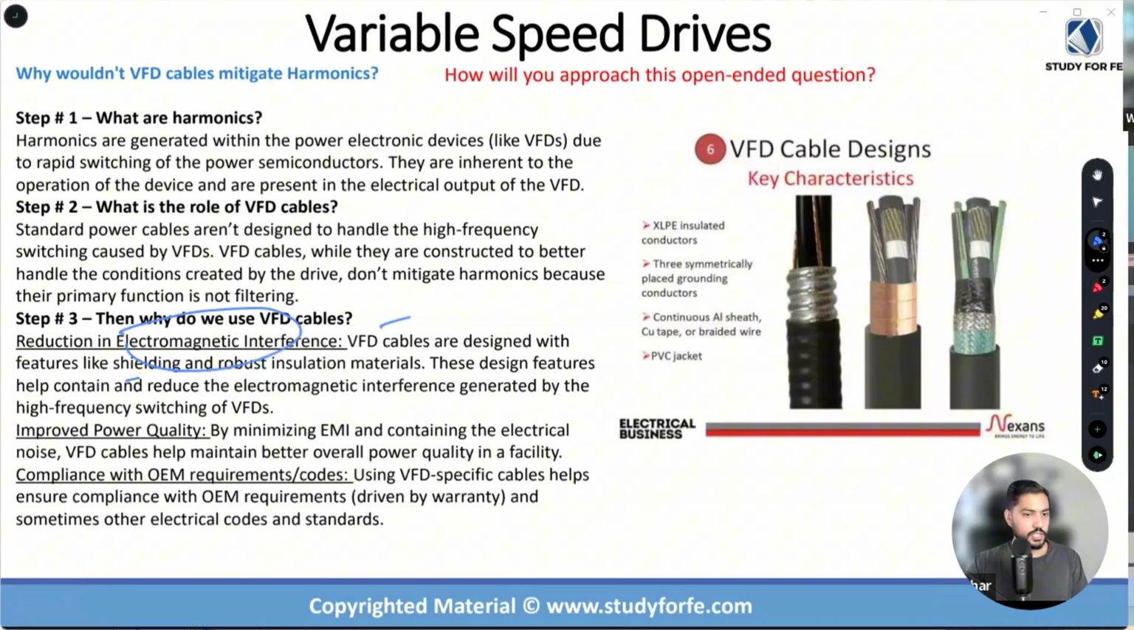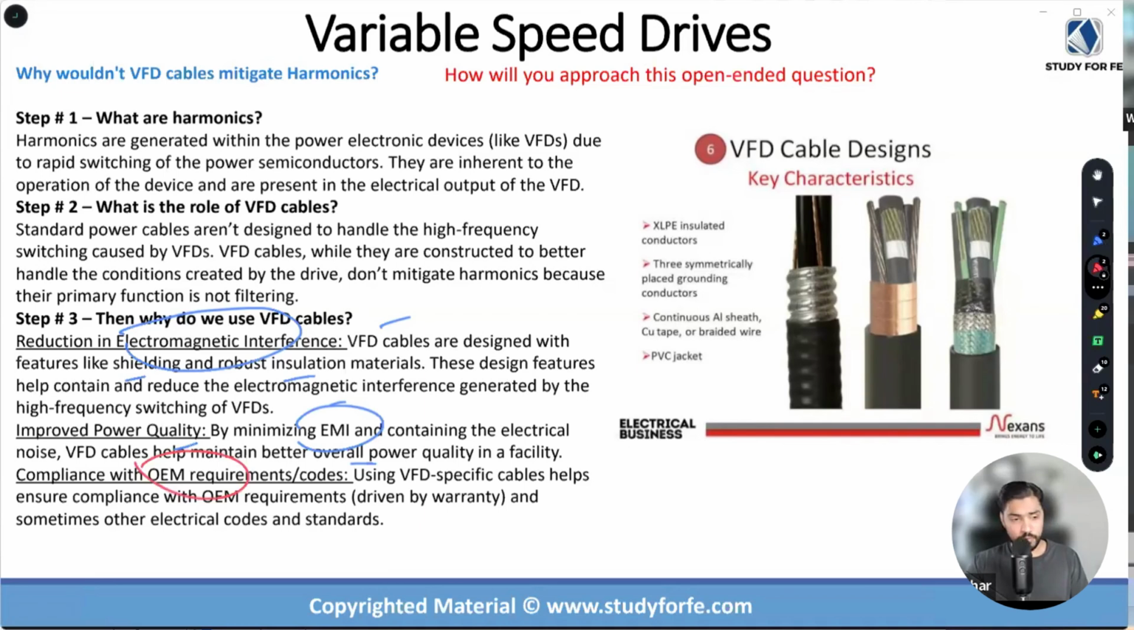So these features, such as shielding and robust insulation, are going to help contain and reduce the EMI, electromagnetic interference, which is generated by the harmonics and the high frequency switching. Improve power quality. So when the electromagnetic interference is reduced, because of their construction, because they're able to conduct some of the noise signals on the sheath, they will be able to maintain a better power quality overall as compared to your power cable, which will be more highly stressed.